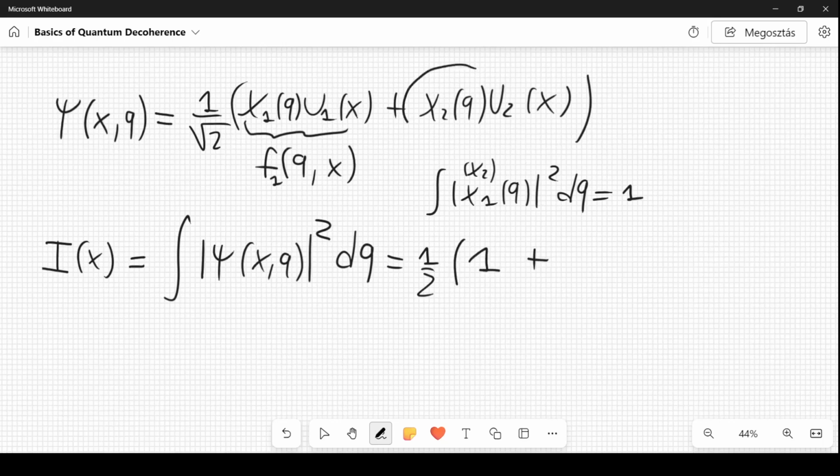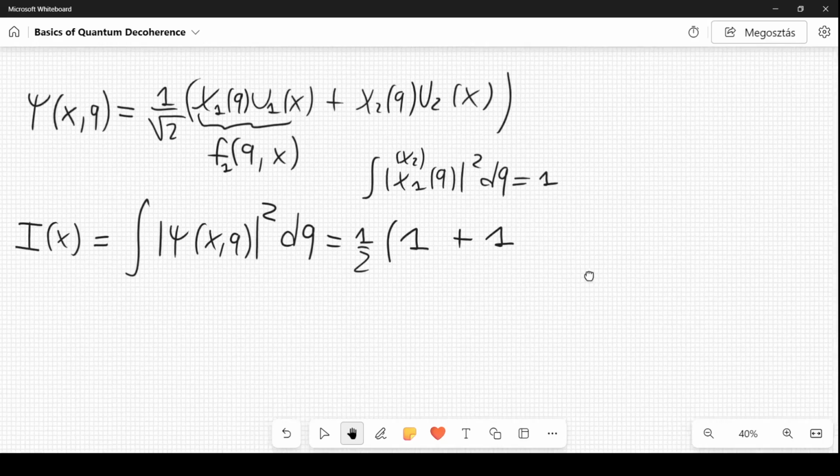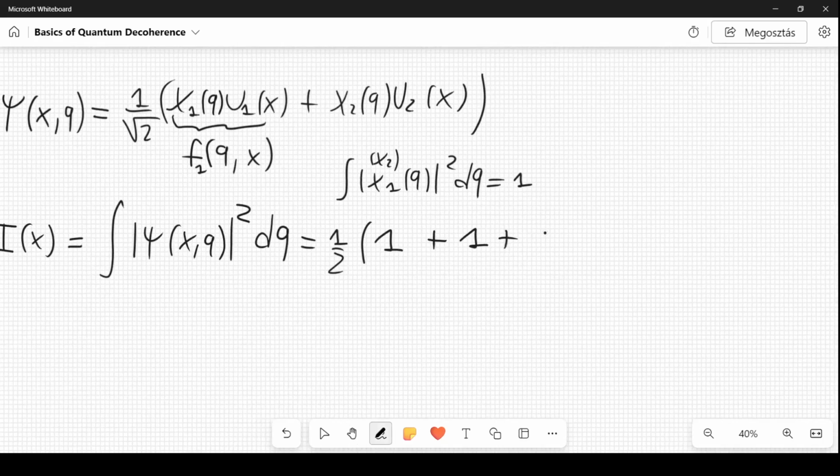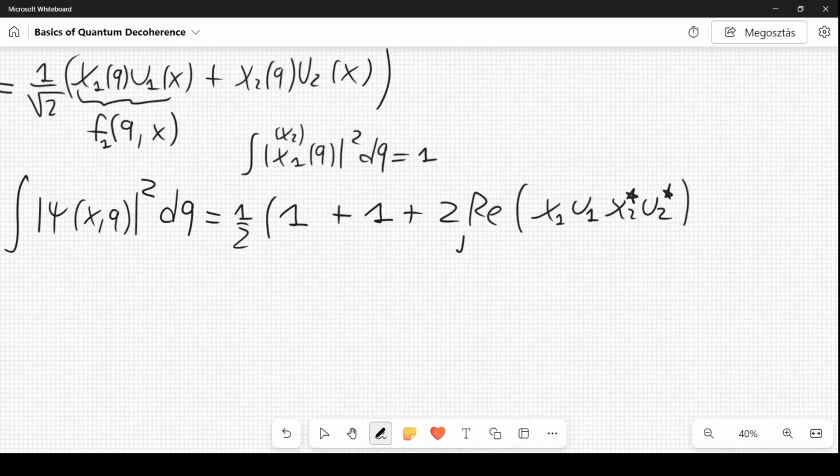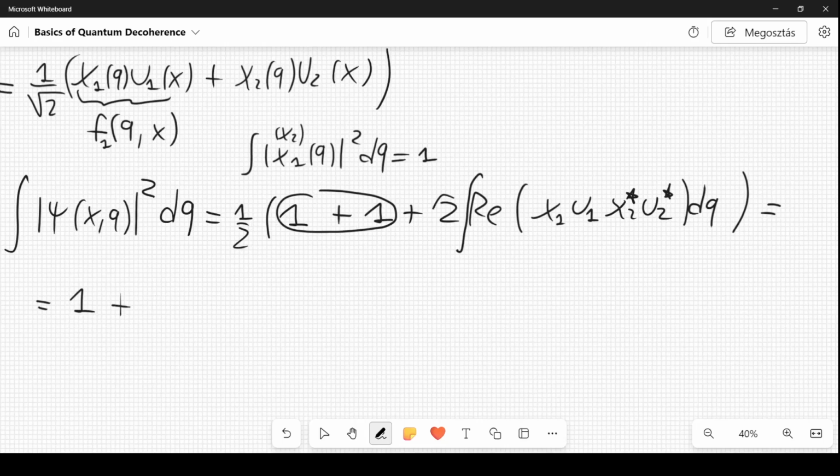And similarly, when we square this term and we integrate over q, we get 1. And then what are we left with? Well, of course, we have twice the real part of chi1 u1 times chi2 star u2 star. And here we also have to integrate over the variable q. Remember that. And let's rewrite it a little bit. So we have 2 divided by 2, which gives us 1, plus 2 divided by 2, which gives us 1. And therefore here we have the integral of the real part of that.